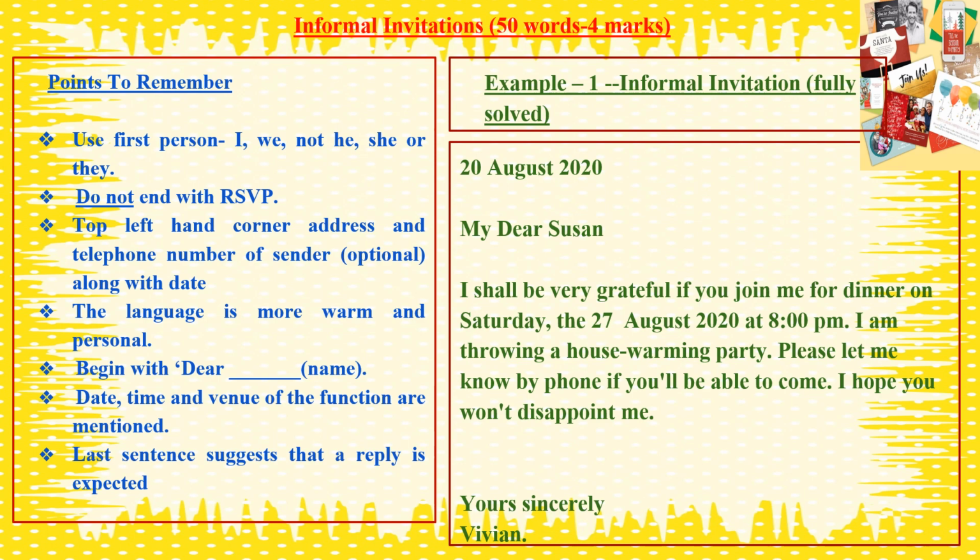Example number 1, informal invitation. We begin with the date, then: My dear Susan, I shall be very grateful if you join me for dinner on Saturday, the 27th August 2020 at 8 pm. I am throwing a housewarming party. Please let me know by phone if you'll be able to come. I hope you won't disappoint me. Yours sincerely, Vivian.